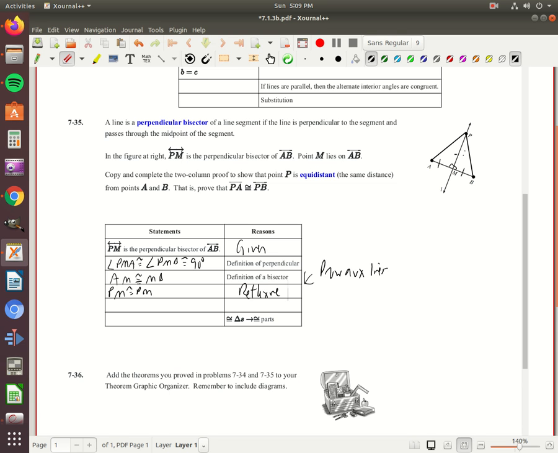Boy, the eraser is so small. Alright, let's see if I can draw a straight line. Oh.